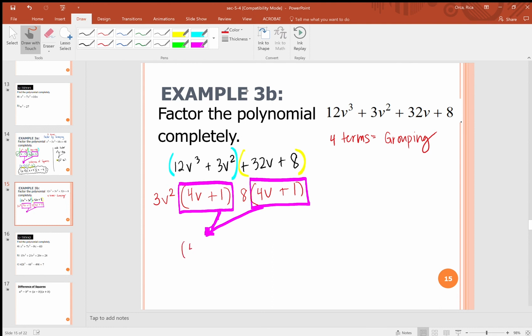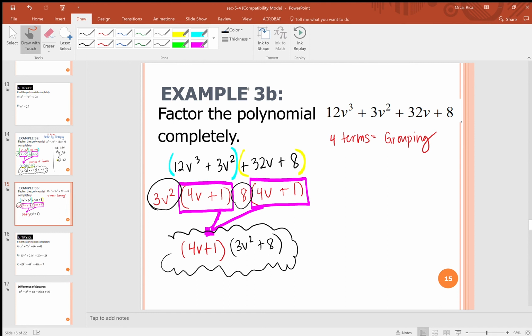So let's write out 4v plus 1. And the second factor is going to be whatever's left over. And what's left over is 3v squared plus 8. Now since 4v plus 1 is not factorable and 3v squared plus 8 is not factorable, this tells me that we're finally done. We've factored the problem completely.